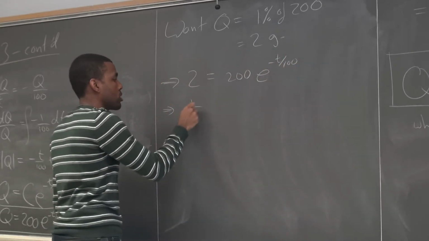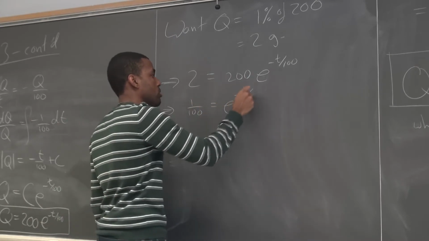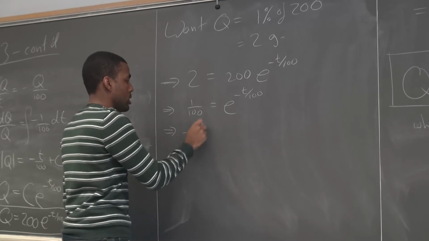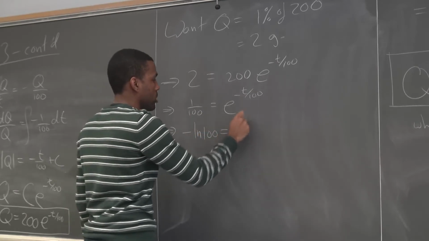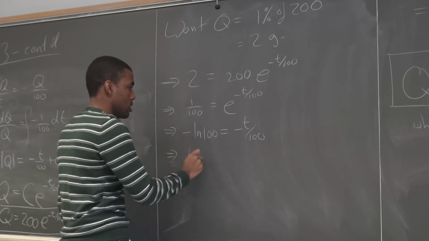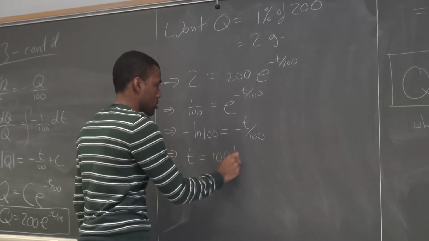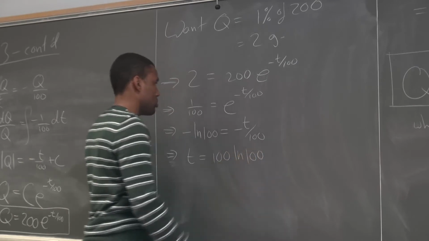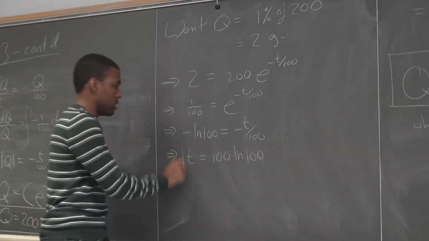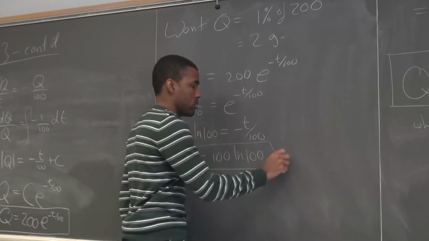So this is minus 1 over 100 equals e to the minus t over 100. This means minus ln 100 equals minus t over 100. This means t is equal to whatever that is in minutes.